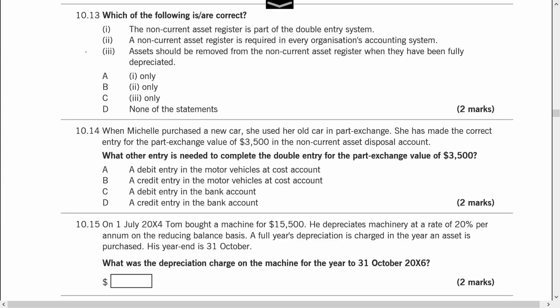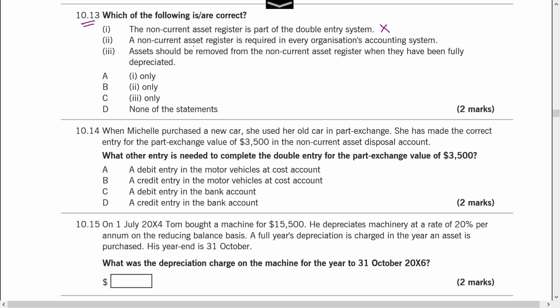So the correct option is option D. Now next we have question number 13. Which of the following is or are correct? The non-current asset register is part of double entry system, and it is incorrect. It is not part of the double entry system. We just maintain it as a memorandum.